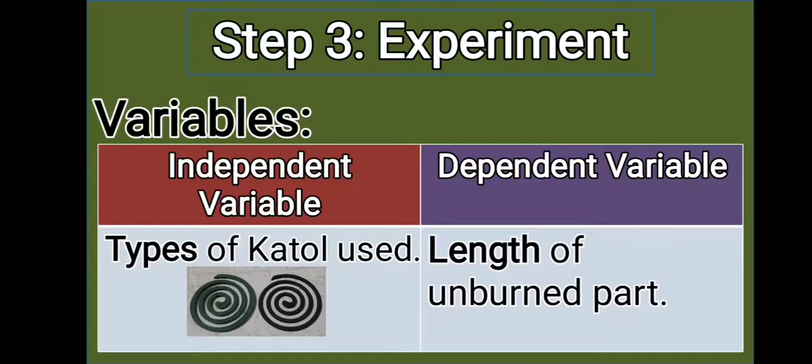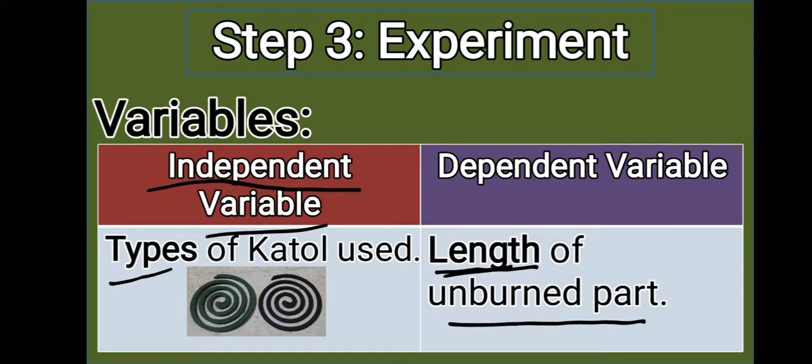So let's go back to our situation. We have here the independent variable, the types of katol. I change the katol. So I have two kinds of katol, so I change the types of katol. So this is the independent variable. This is the change. I change the kinds, the types of katol. While the dependent variable is the result of the change, whether the length is longer or shorter. Okay, the length of the unburned part.